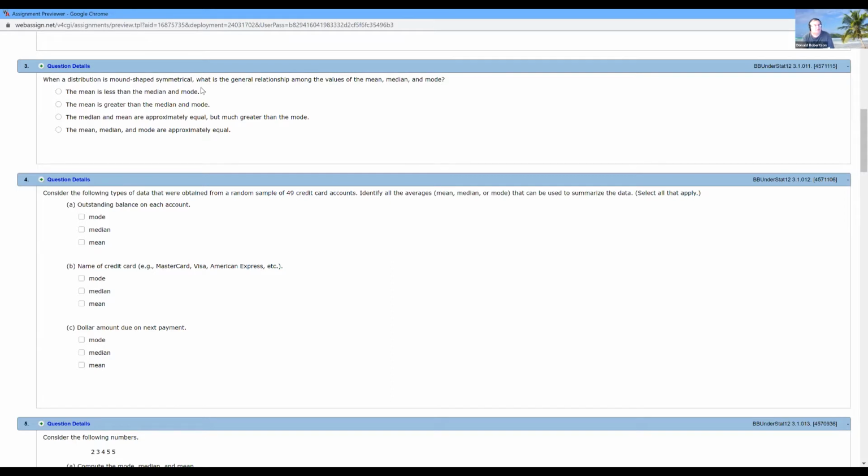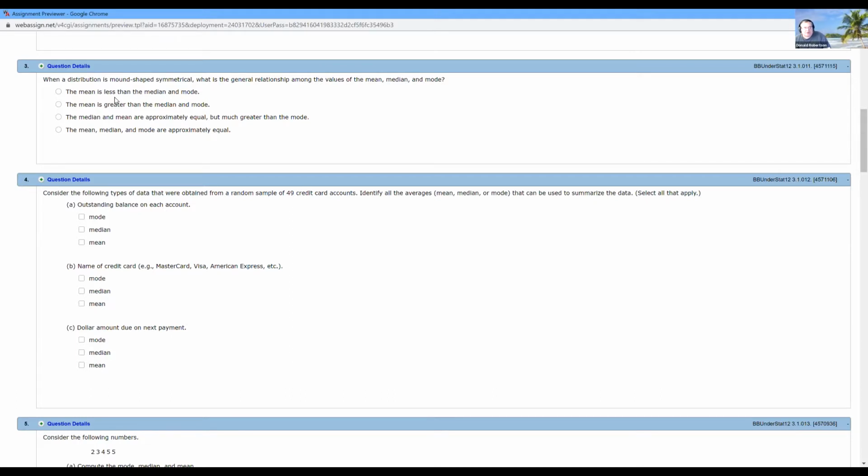Oh, I didn't recognize this one. In question 3, when a distribution is mound-shaped symmetrical, I don't even know why they stick this word mound-shaped, because it's idiosyncratic to this textbook. Symmetric's good enough, or unimodal symmetric would probably be a nicer way of saying it, right? You've got one hill.